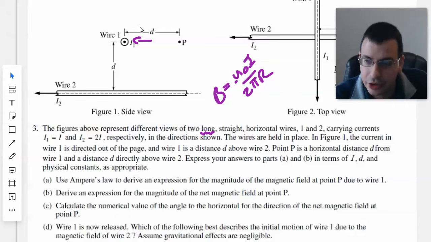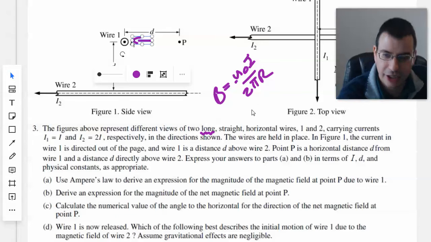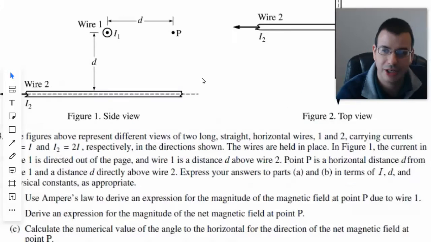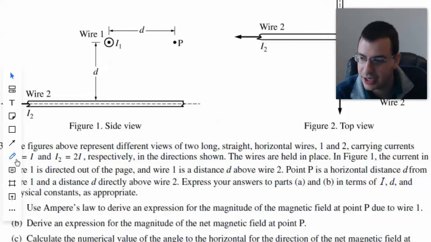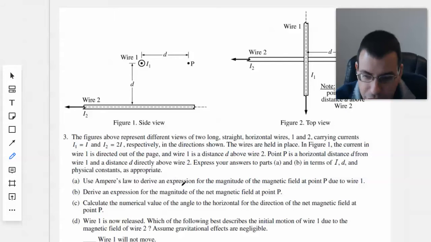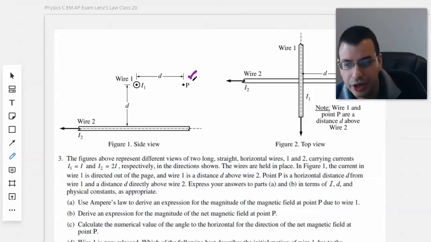Okay, so clean up the board. What we're going to derive is this right here. But they're saying, don't just write down the formula. Use Ampere's Law. And we want to find the magnetic field at P. Use Ampere's Law to derive an expression for the magnitude of the magnetic field at P due to wire 1. So we're looking at just wire 1 at this point.